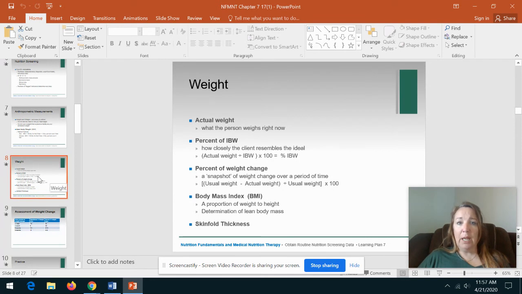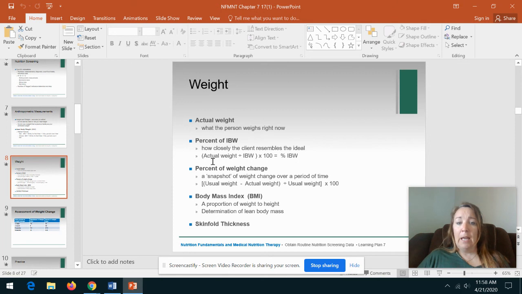Other things that we're looking at then are our actual weight, what the person weighs right now. And then we'll look at the percent of ideal body weight, and that's how closely the client resembles the ideal. So we're taking their actual body weight, dividing it by their ideal body weight, and multiplying by 100 to get the percent ideal body weight. Why do we want to know this? Some insurance companies require a percent ideal body weight calculation for coverage of things like weight loss services, weight loss surgeries, or medications. So let's use the example of that 5'5" female.